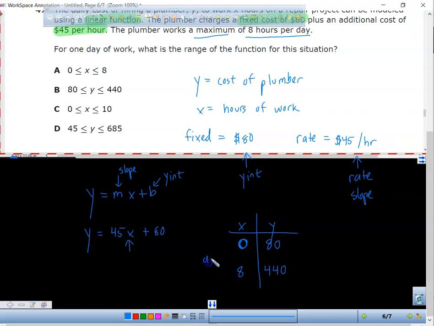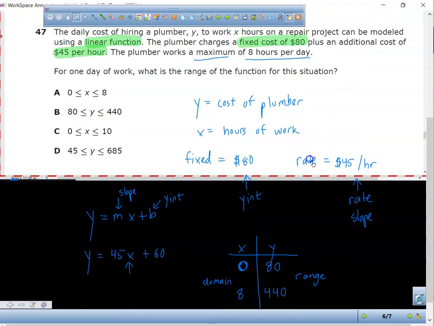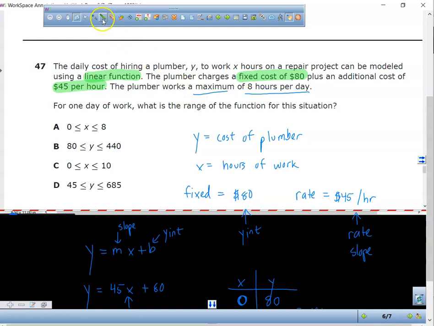0 to 8 represents the domain. 80 to 440 represents the range. The range represents the cost. The domain represents the hours, like how long it takes you to fix your plumbing problem. Okay? So before I call a plumber, what do you think I do? I use YouTube, see if I can fix it myself. If I can't fix it, then I call them. Then I call them the big boys or women, depending on who's the plumber.